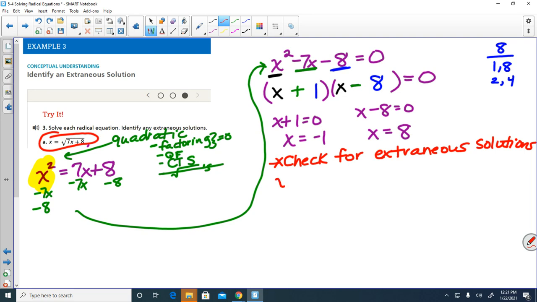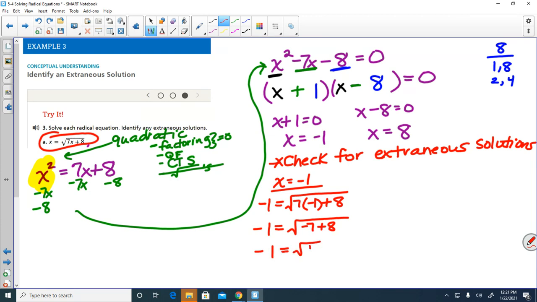So when I substitute in, let's check x equals negative 1. Is negative 1 equal to the square root of 7 times negative 1 plus 8? Again, I'm substituting it into the original equation. So is negative 1 equal to the square root of negative 7 plus 8? So is negative 1 equal to the square root of 1? No. Because whenever I just have this expression, they're asking me for the positive square root. So no, this is not true.